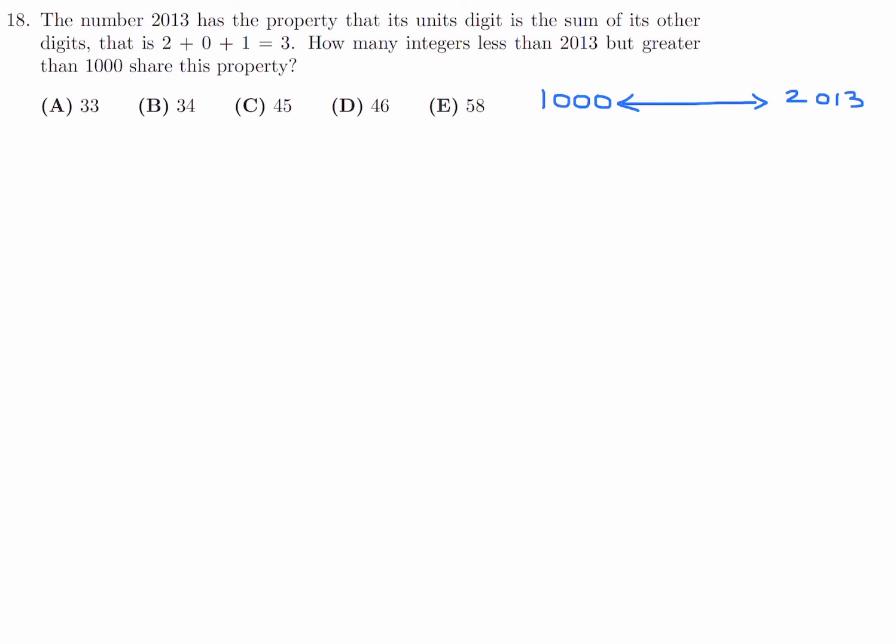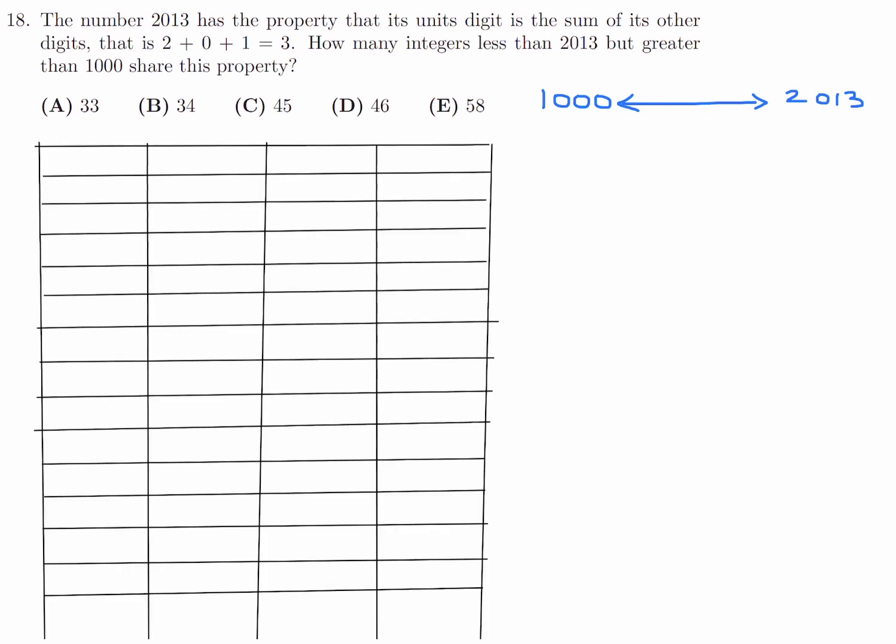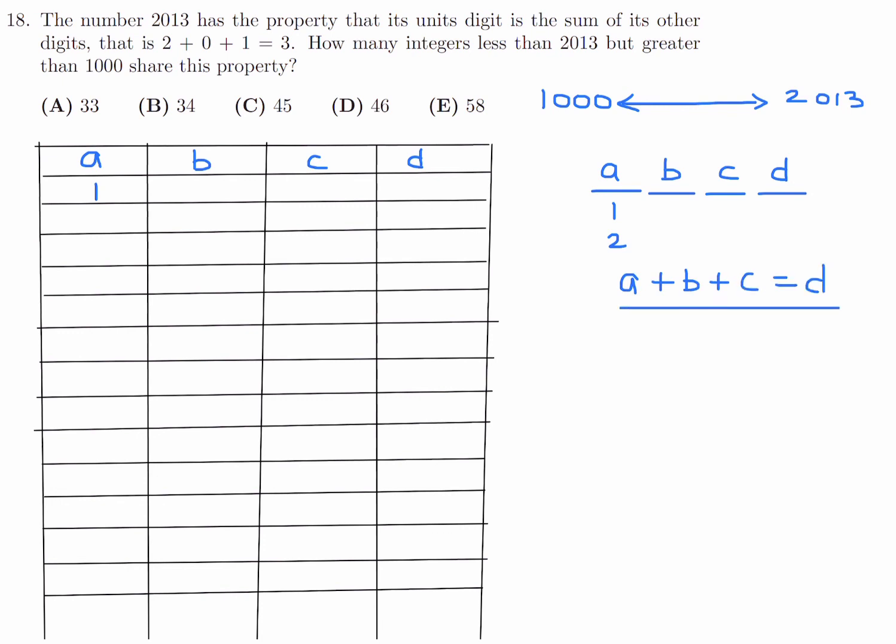All right, well, let's make a table and see what happens. We have A, B, C, and D, since it's a 4-digit number, right? Any number between 1000 and 2013 will be some 4-digit number. And that A, since it's between 1000 and 2013, can only be either a 1 or a 2. So I'm going to start with 1, and then later I'll do the 2's. Well, let's figure this out. The property is that A plus B plus C must equal D. That is my rule.